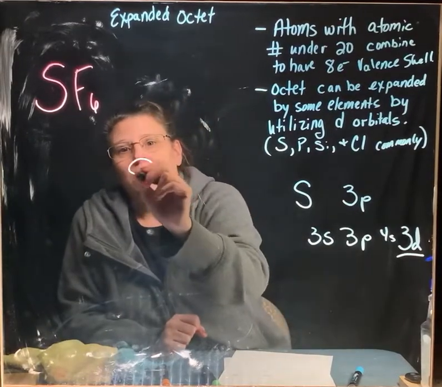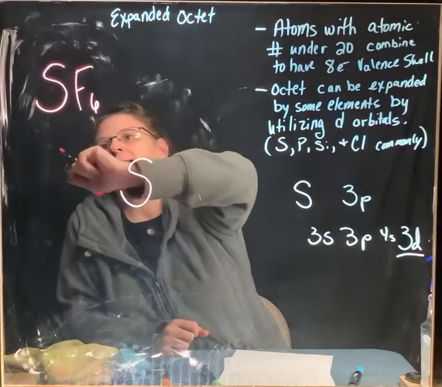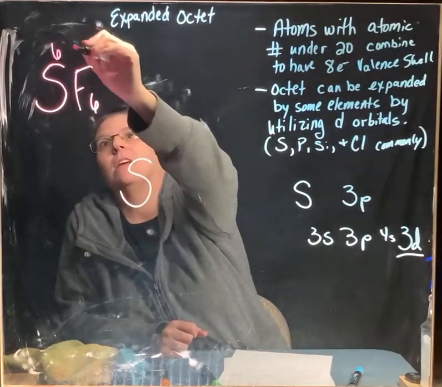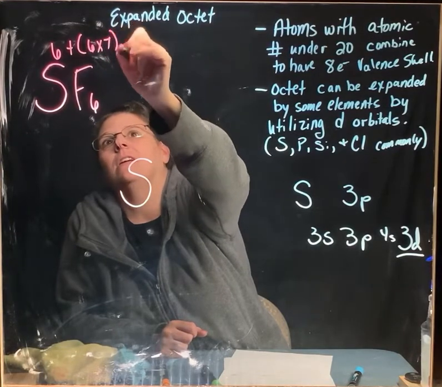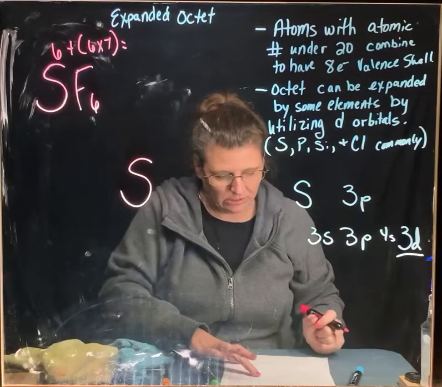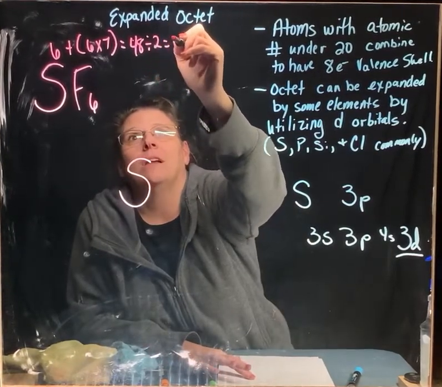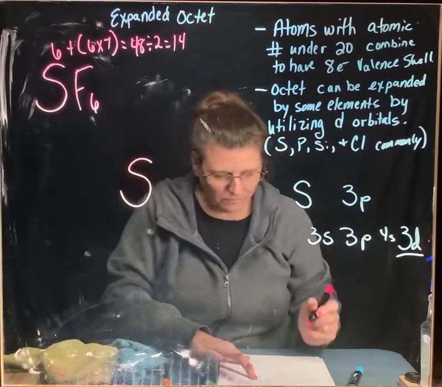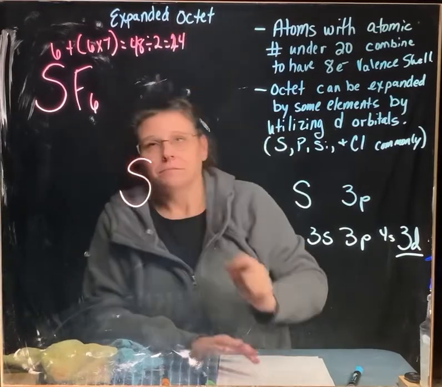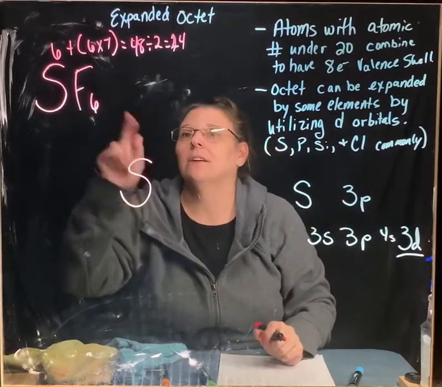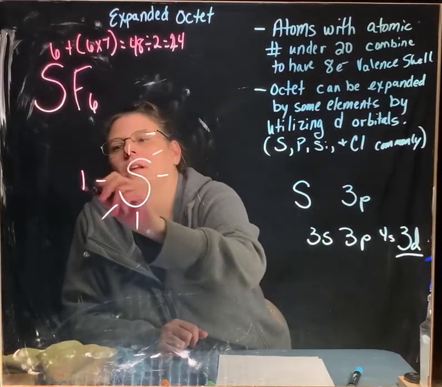So we're going to put sulfur in the middle, and then we're going to add up all our valence electrons. So remember, this is 6 plus 6 times 7 gives me, and I'm going to cheat a little because I don't want to mess up, 48 divided by 2 gives me 24, sorry, I can't read or do math, apparently, it's late. Okay, so we're going to add our 6 fluorines on here.